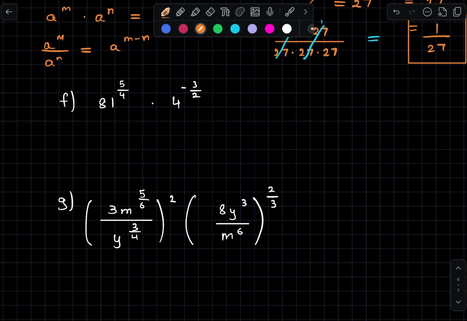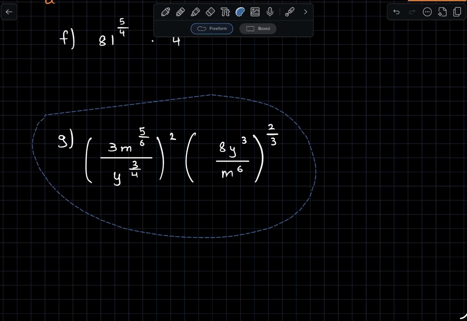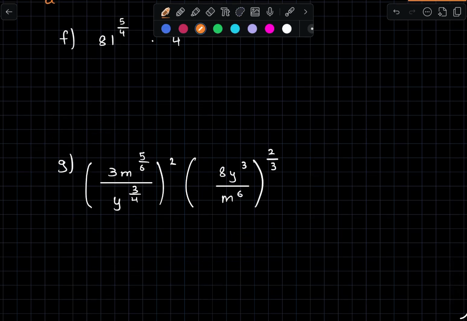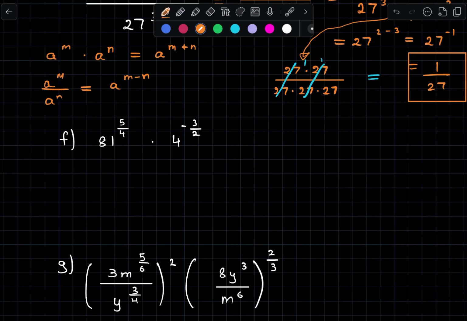Okay. These are going to be a little bit more complicated. Let's make some room here. So we've got 81 to the 5 over 4 and 4 to the negative 3 over 2.